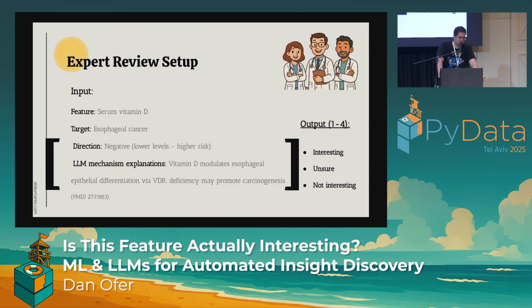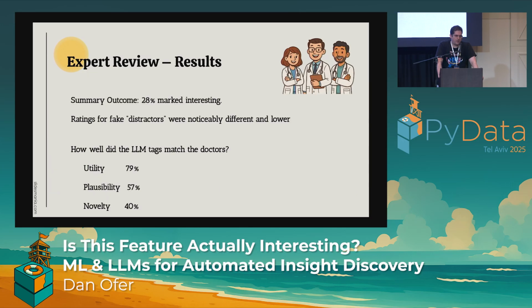So again, they got the feature, the target, how does it look, and please tell us how interesting, novel, plausible you think it is from 1 to 4. They also liked the LLM explanations, by the way. Overall, they found about a third to be interesting, which to my mind is pretty nice, although it depends how you look at it. They also easily spotted the fake distractors, which is kind of surprising, honestly.